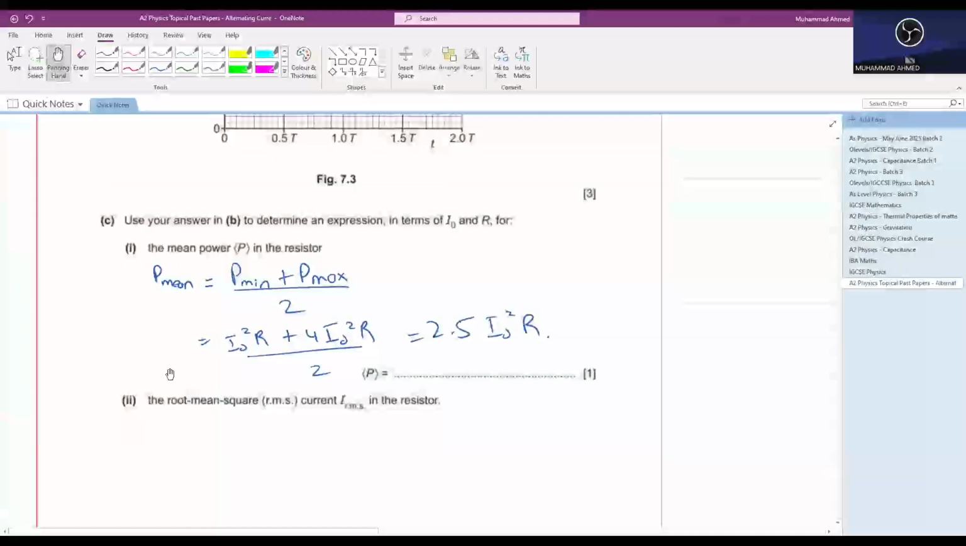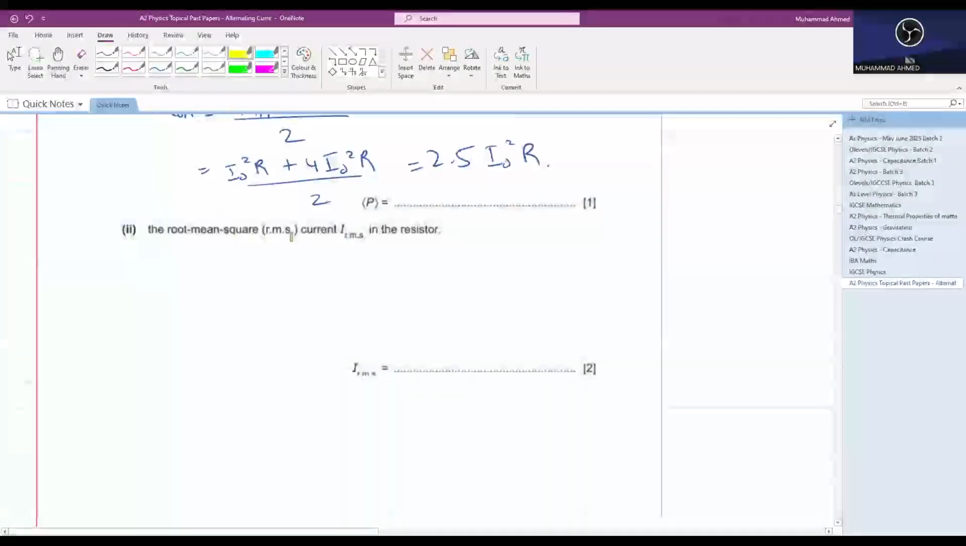Okay. Now let's move on to part 2. Calculate the root mean square current in the resistor. You have to calculate I RMS. How will you do that? You now know the mean power. You know mean power is equal to I RMS square into R. What is your mean power? 2.5 I naught square R is equal to I RMS square R.